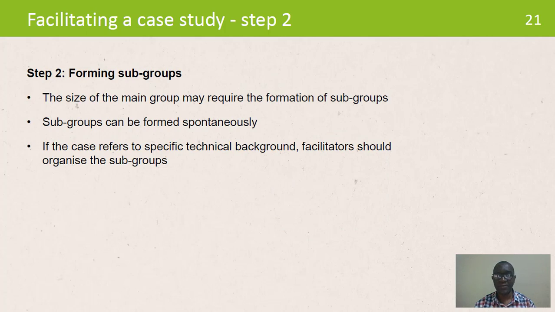Step 2. Forming subgroups. The size of the main group, such as 25 people, may require the formation of subgroups. Subgroups can be formed spontaneously if the case study does not require special technical skills. If the case refers to a specific technical background, facilitators should organize the subgroups to try and achieve homogeneous groups and allow the participation of everyone in the case analysis.